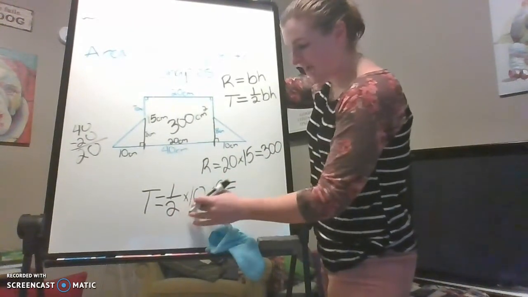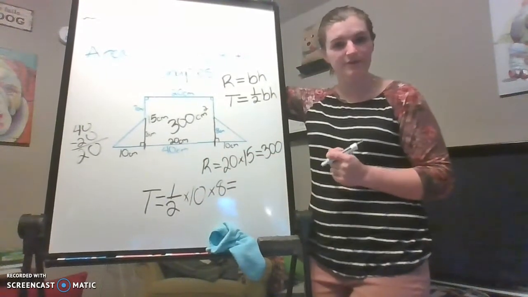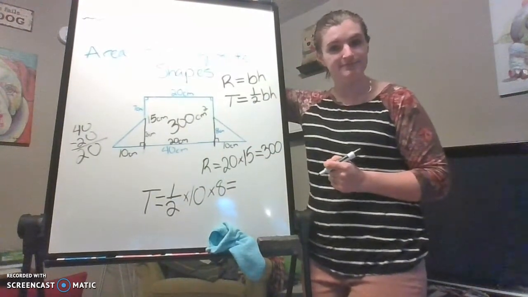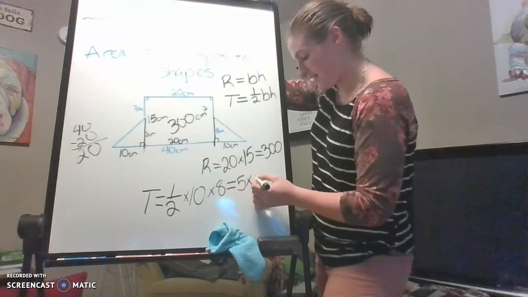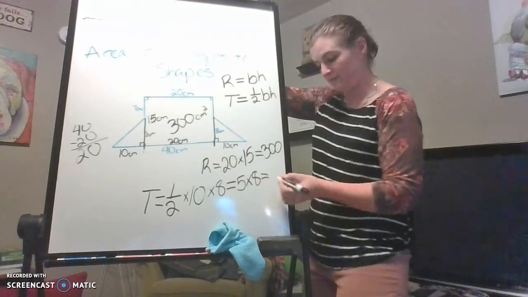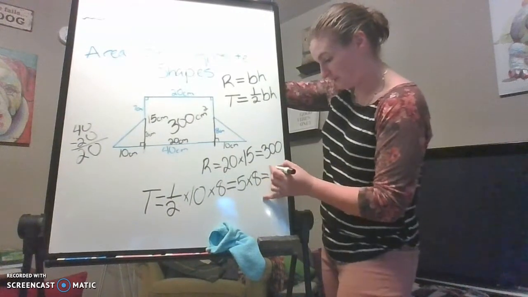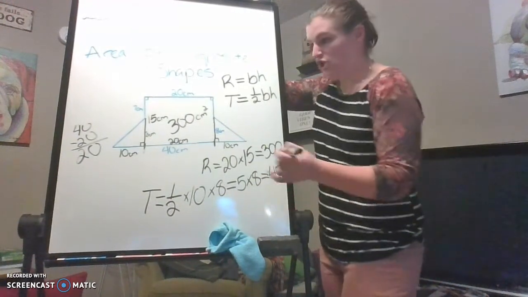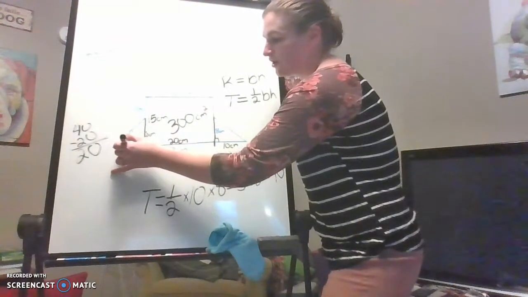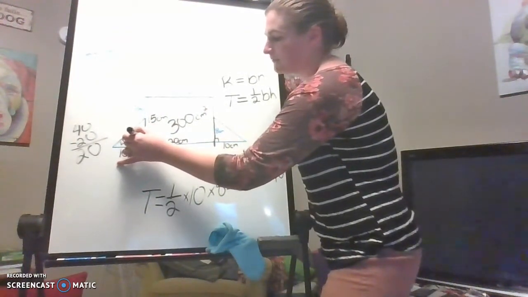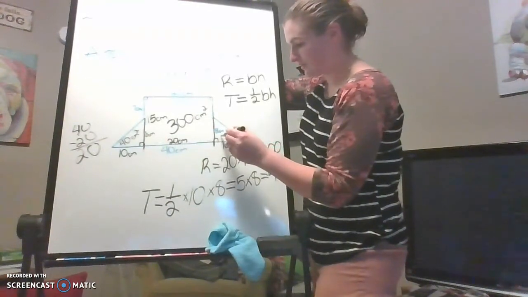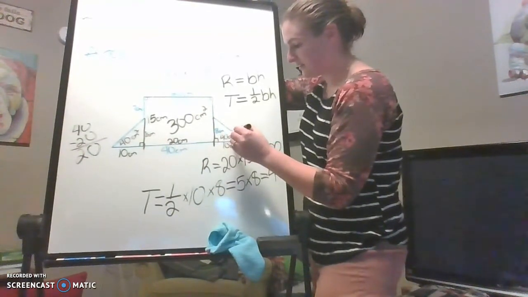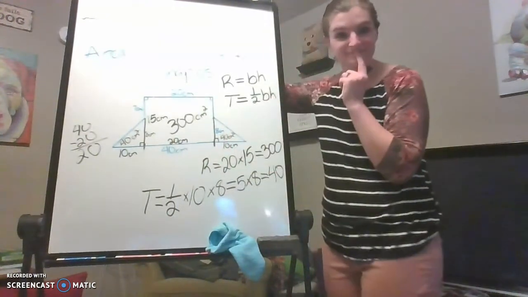Okay, so let's do half of 10. What's half of 10? 10 cut in half is 5. So this is going to be the same thing as 5 times 8, and 5 times 8 is 40. So I know the area inside this triangle is 40 centimeters squared, and I know the area inside this triangle is going to be 40 centimeters squared.